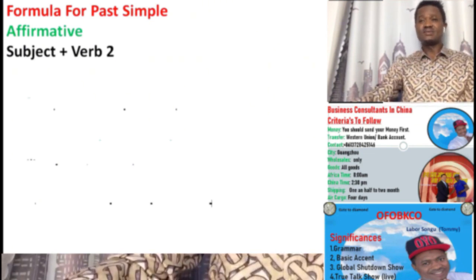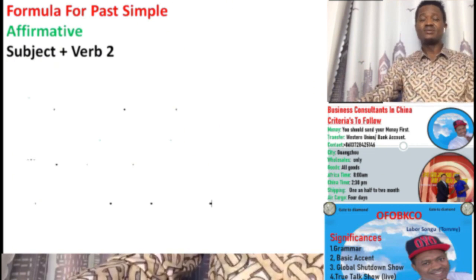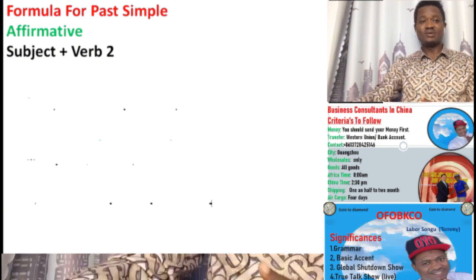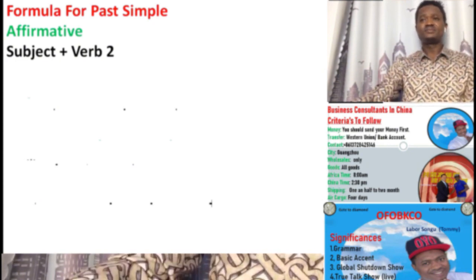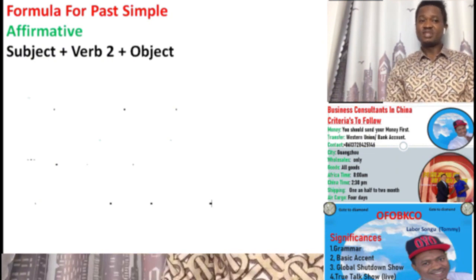Okay, guys, let's go. So you got to know the three forms of the verb: the V1 verb, the V2 verb, and the V3 verb. The V3 verb is what we call the past participle. Plus objects. So this is the formula for the affirmative form.